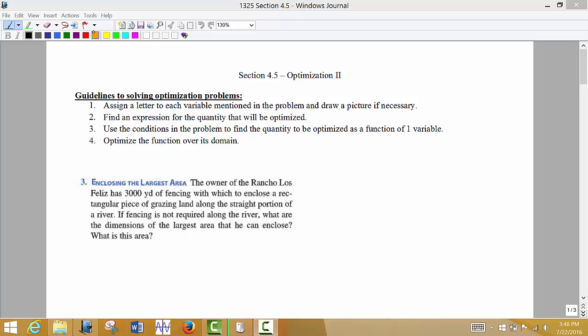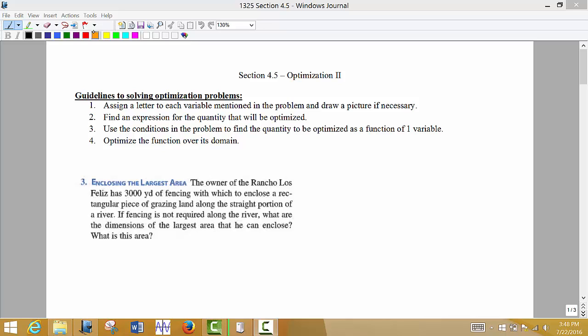All right, in section 4.5, we're looking at optimization again, but in this particular section, we have to actually come up with our own equations. And the first thing that we're going to do is read through the problem and assign a letter to each variable that's mentioned in the problem. So any unknowns, we're going to give a variable to. Drawing a picture is going to be really helpful in this section.